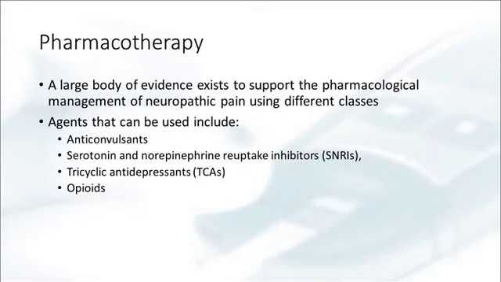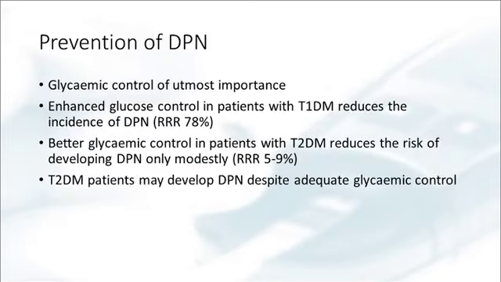A large body of evidence exists supporting pharmacological management of neuropathic pain using different classes. The classes that we sometimes consider include the anticonvulsants, the SNRIs, the tricyclic antidepressants, and of course the opioids. Glycemic control for diabetic peripheral neuropathy is of utmost importance.